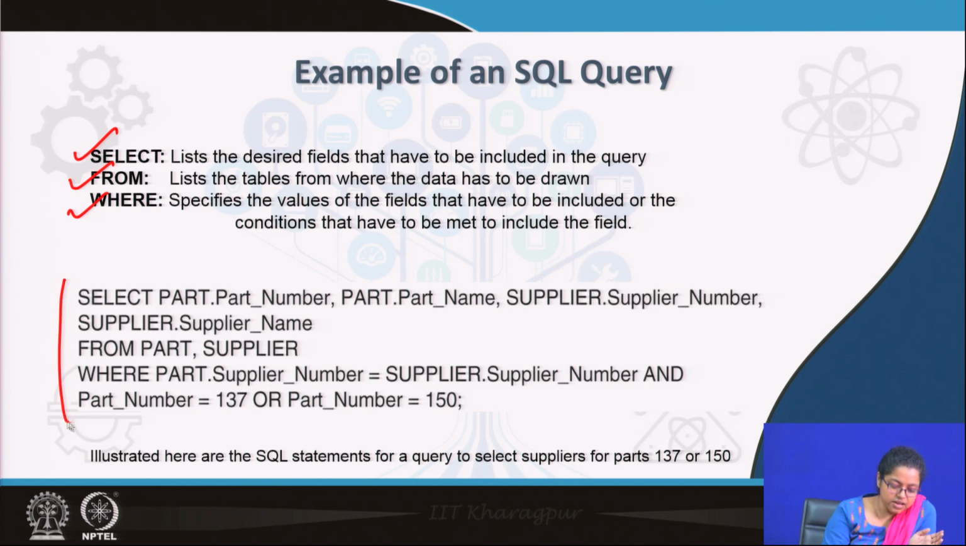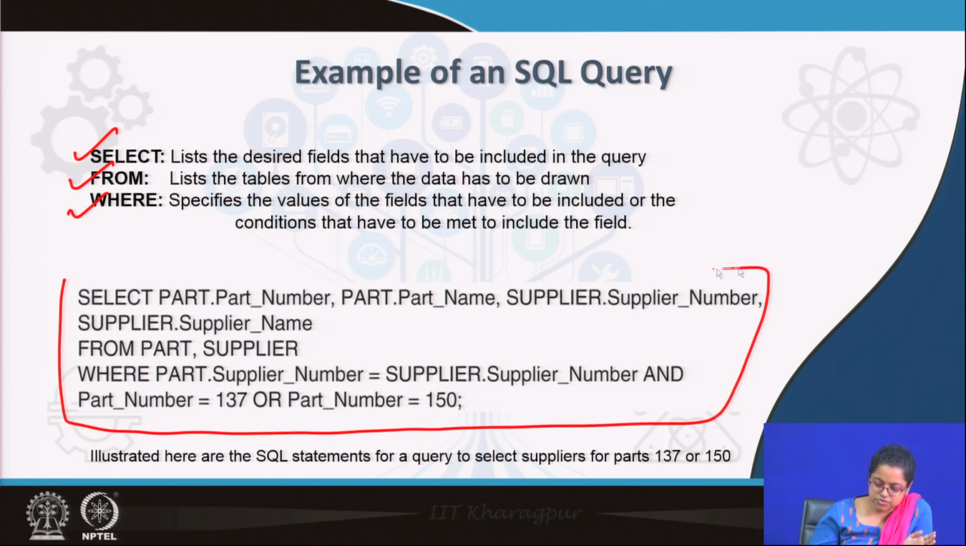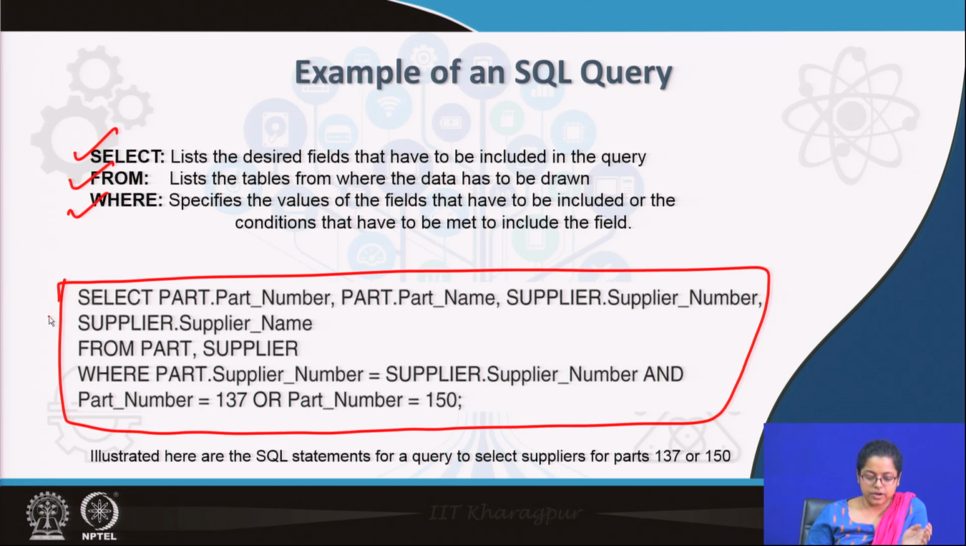Here we have a very simple illustrative example of an SQL query. This exactly does what we had seen a few slides back, the three operations, right. The selection operation where we had selected, say, part number 137 and 150, and then we had joined it with the supplier database, and eventually we had projected only 4 fields, that is the supplier number, supplier name, the part number and the part name, right.